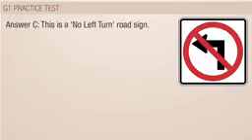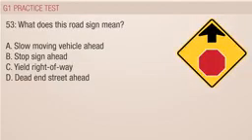Answer C. This is a no left turn road sign. Question 53. What does this road sign mean? A. Slow moving vehicle ahead. B. Stop sign ahead. C. Yield right of way. D. Dead end street ahead.